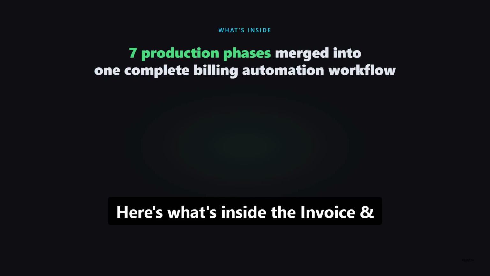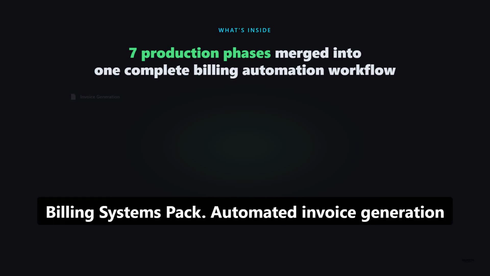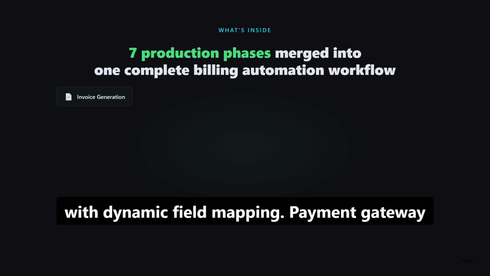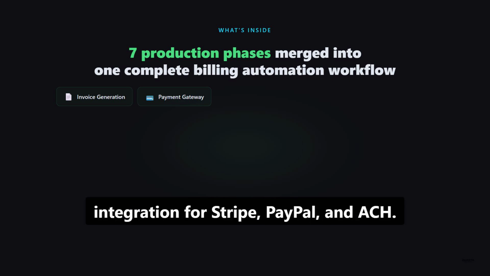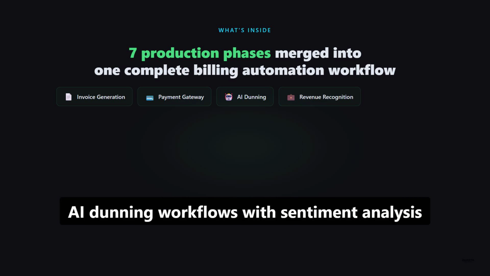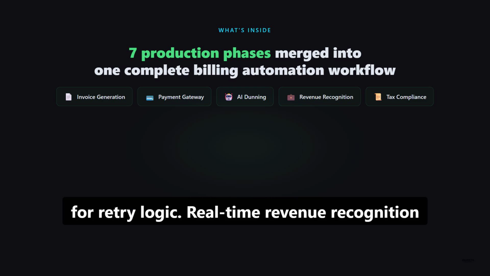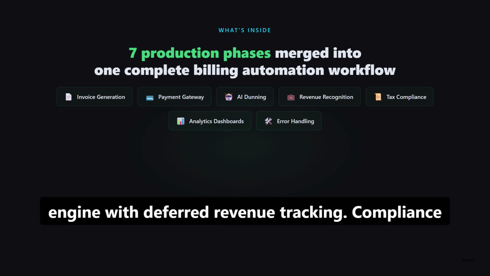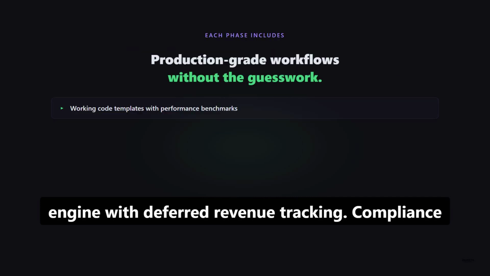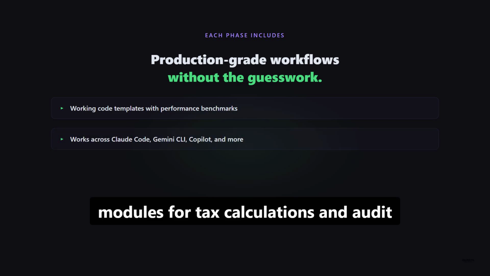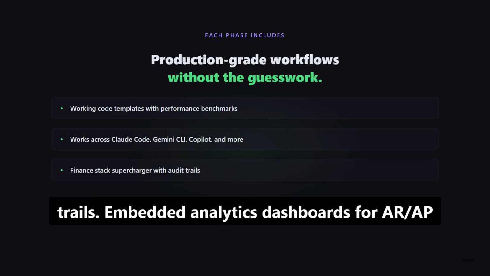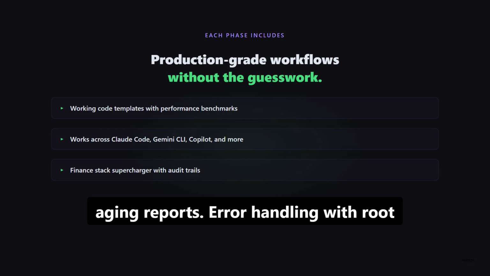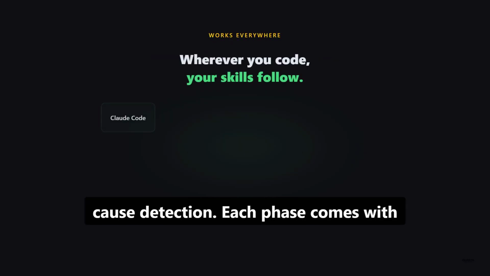Here's what's inside the Invoice and Billing Systems pack. Automated invoice generation with dynamic field mapping, payment gateway integration for Stripe, PayPal, and ACH, AI dunning workflows with sentiment analysis for retry logic, real-time revenue recognition engine with deferred revenue tracking, compliance modules for tax calculations and audit trails, embedded analytics dashboards for AR, AP aging reports, error handling with root cause detection.